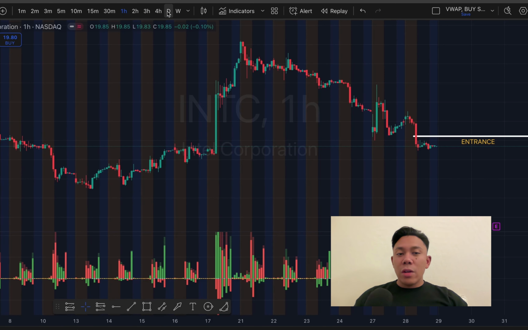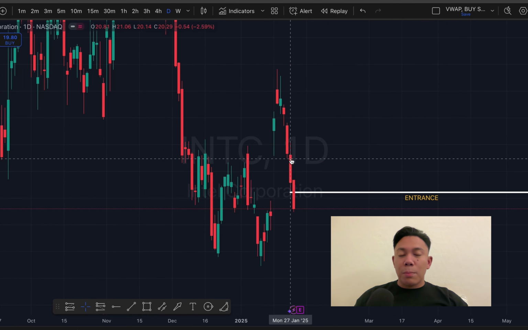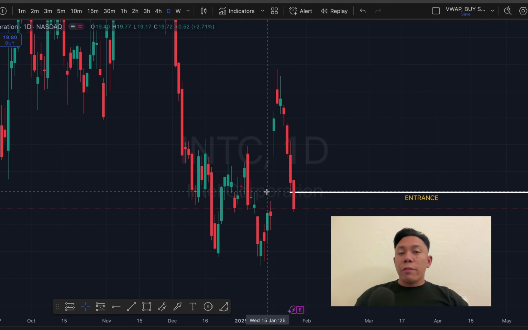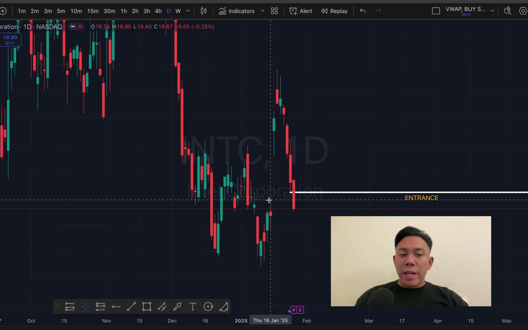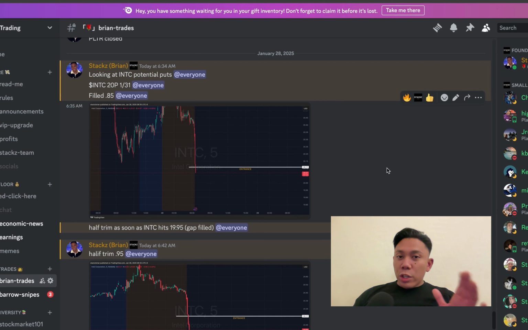Now, if we take a look at the daily chart, you can see here that we've actually sold off pretty hard from the past couple days, which was Monday the 27th. And I was expecting that we would get a gap fill from that 20.12 range all the way down to at least 19.95. So that was the main thing we're looking at when we're looking at schematic price. Now, when you take a look at my Discord, I told everyone, hey, I'm really interested in taking Intel potential puts. And the reasoning was because of that schematic movement for the overall trade.